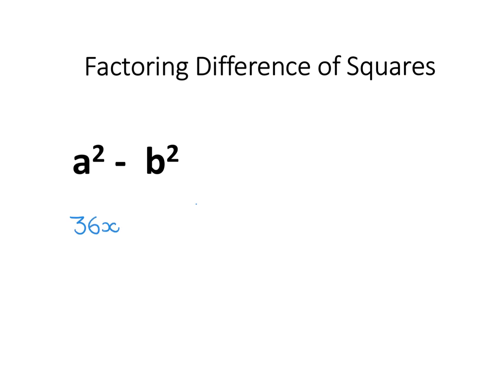Suppose we have a square, which is 36x squared, and just a little reminder, the square root of x squared is actually x, because x times x is x squared, so that's a square. Okay, and let's do minus 9y squared. So here is our question. Now, how would we factor it? Well, we would factor it like this.